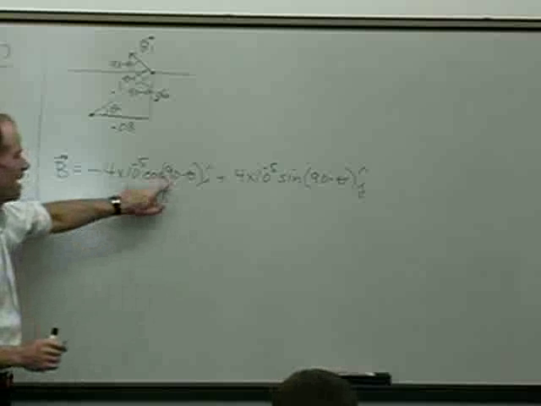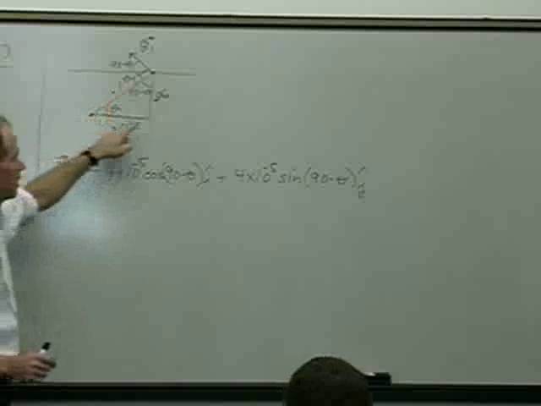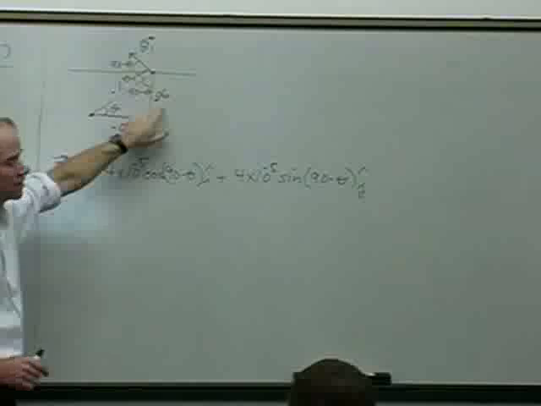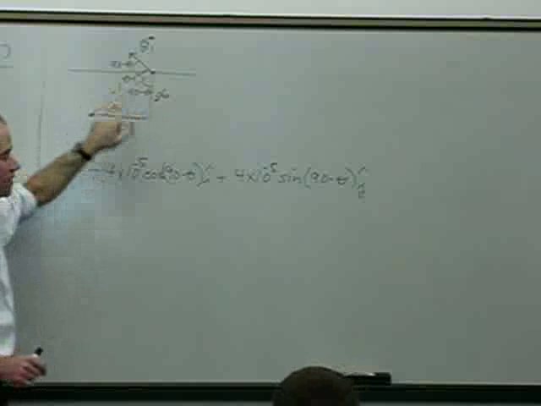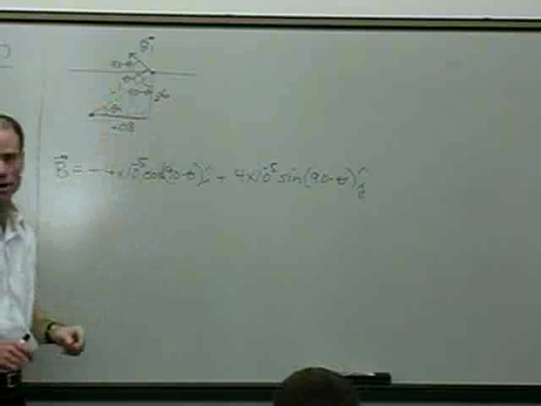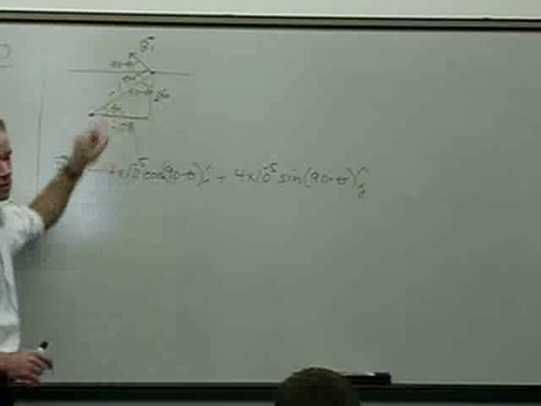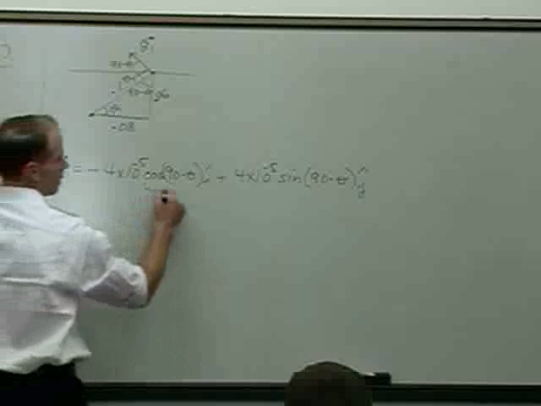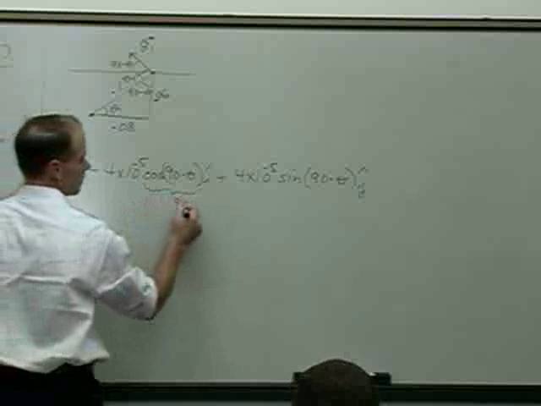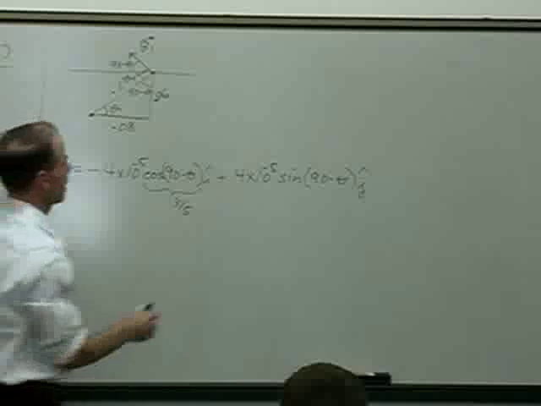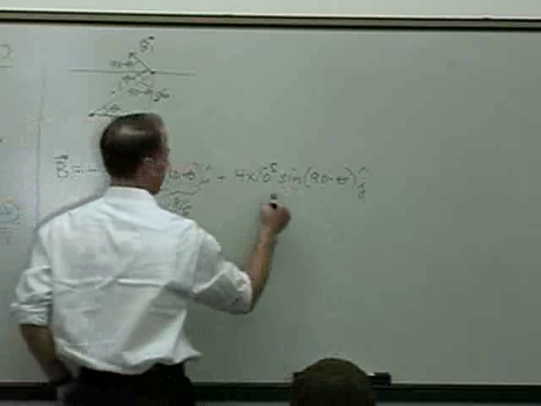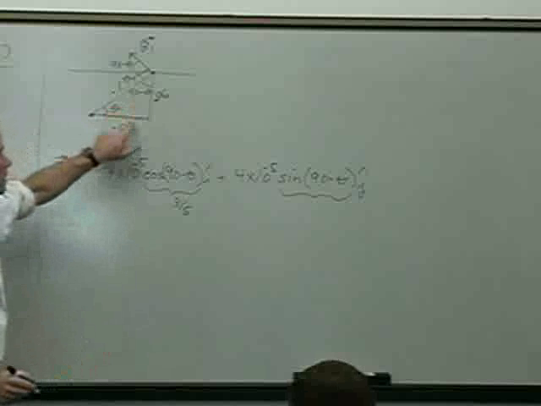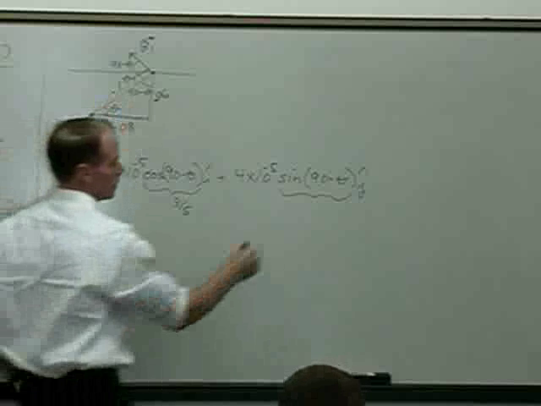Because the cosine of 90 minus theta, I can look at this triangle right here, and the cosine of 90 minus theta is the adjacent side over the hypotenuse. If it's a 3, 4, 5 triangle, it would be 3/5. Right, so this is 3/5. And the sine of 90 minus theta would be the opposite side over the hypotenuse, 4/5.